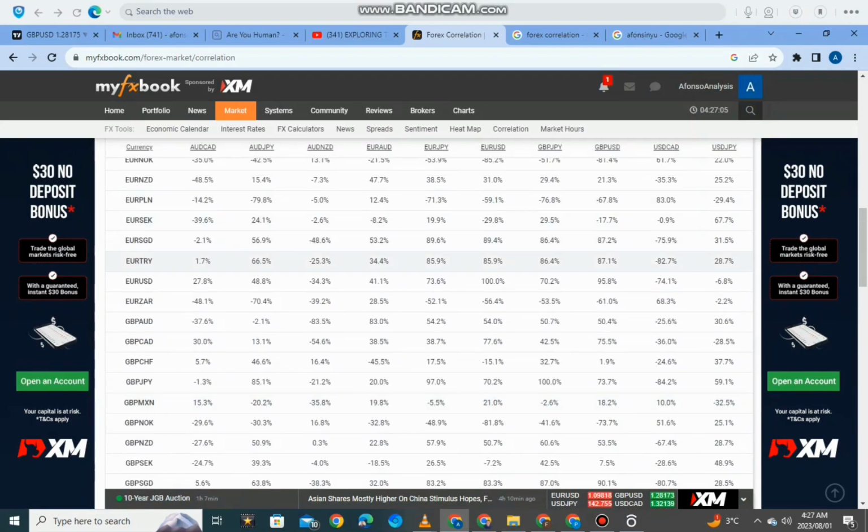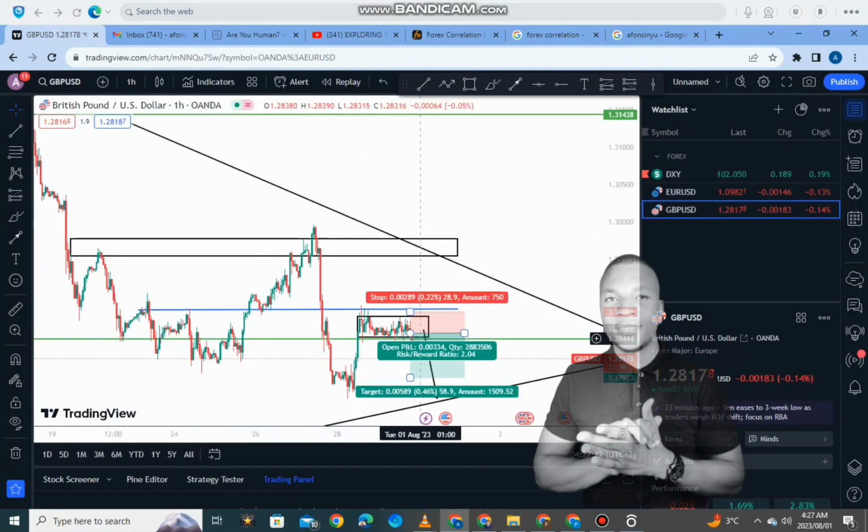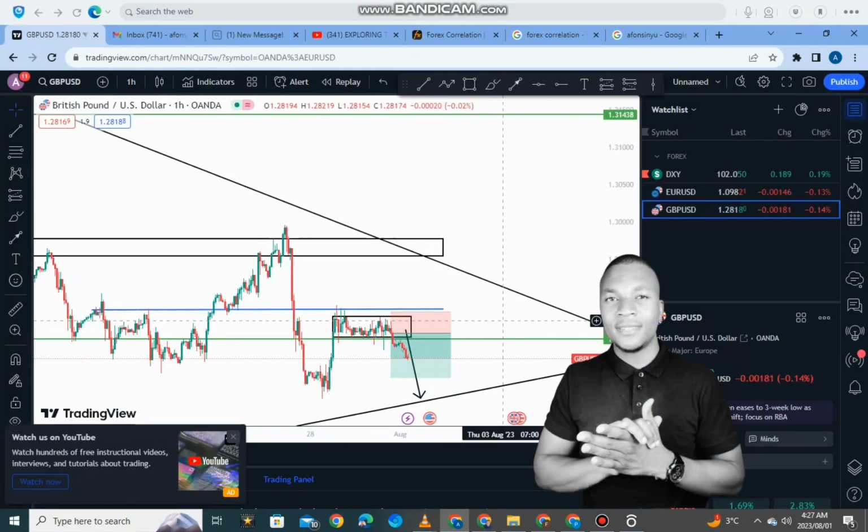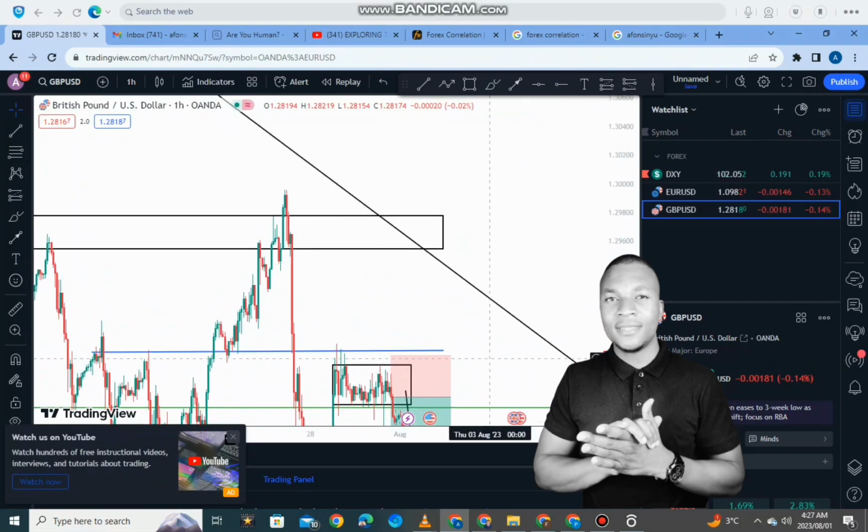I just want to find the Euro USD and compare it to the GBP USD. Look at that, 95.8%. So it's almost guaranteed that every time I buy the Euro USD, I might as well buy the GBP USD, and that is what I've been doing, guys. If you guys have been following me for a while, you know that I always get these things right.